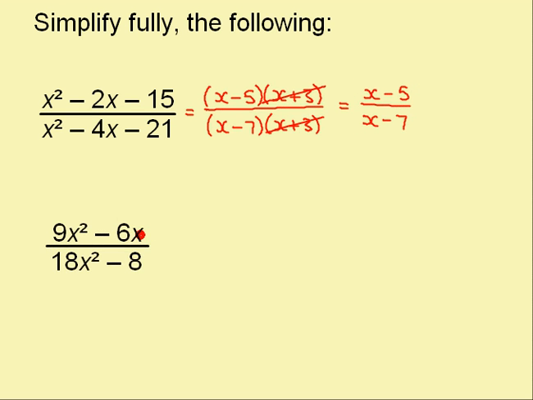For this question here, I'm going to start in a similar way by factorising the top and the bottom. So on the top here, I can see that I can take out a factor of 3x. That leaves me with 3x minus 2.